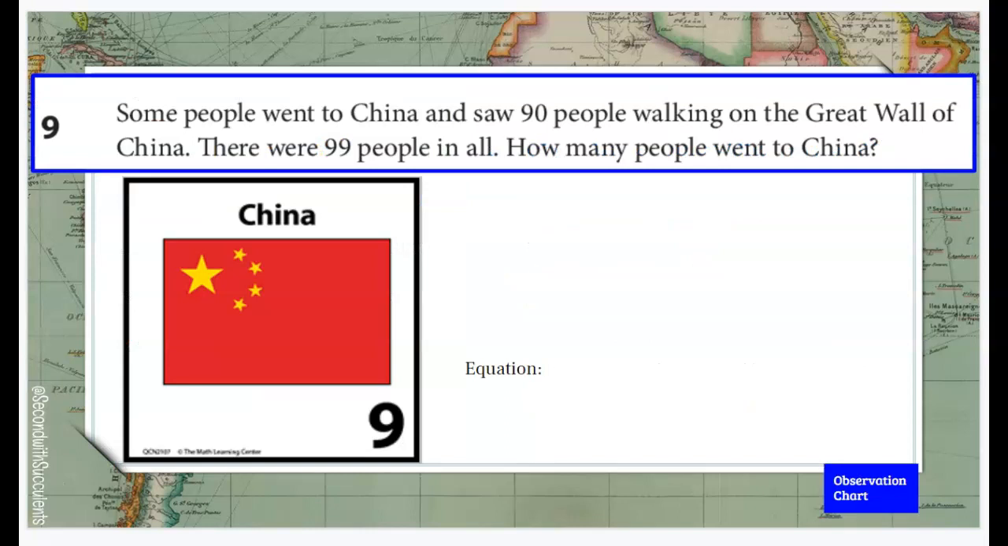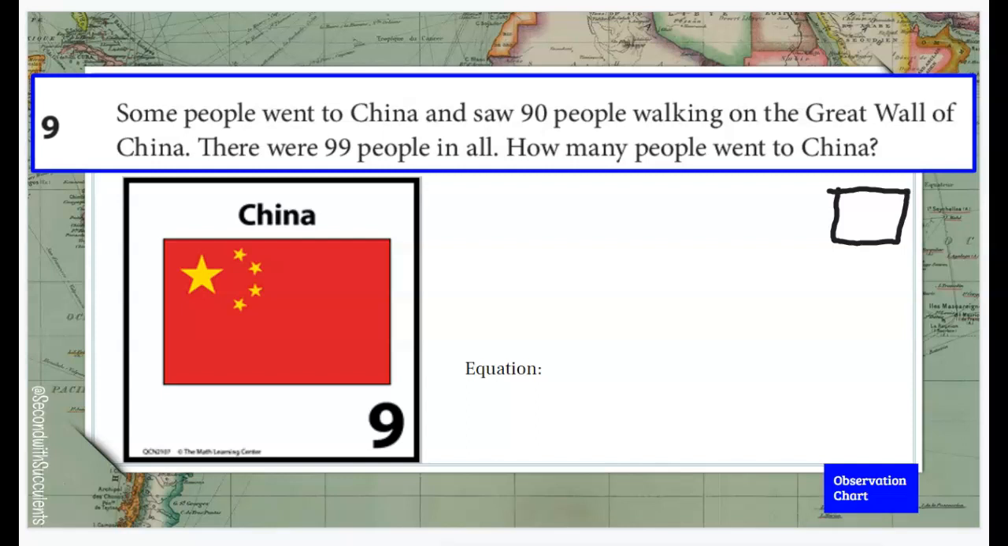Listen to the problem. Think about the missing part. Some people went to China and saw 90 people walking on the Great Wall of China. There were 99 people in all. How many people went to China? Now, as you listen to me read this problem for the second time, you can start to write your equation. Remember to put a box where the missing part of the problem is, where the answer should be.